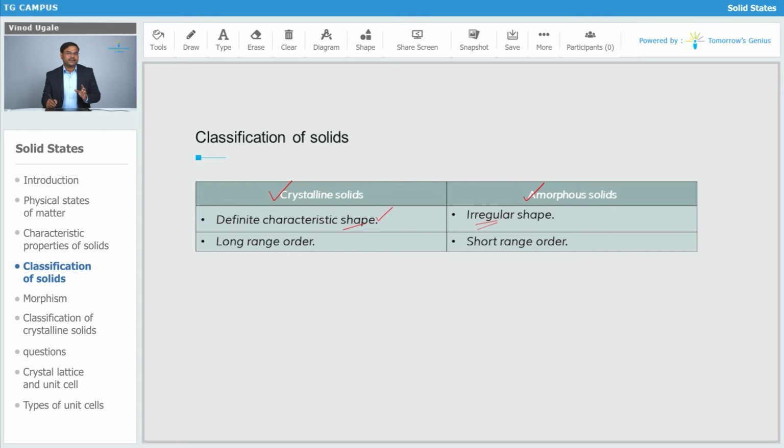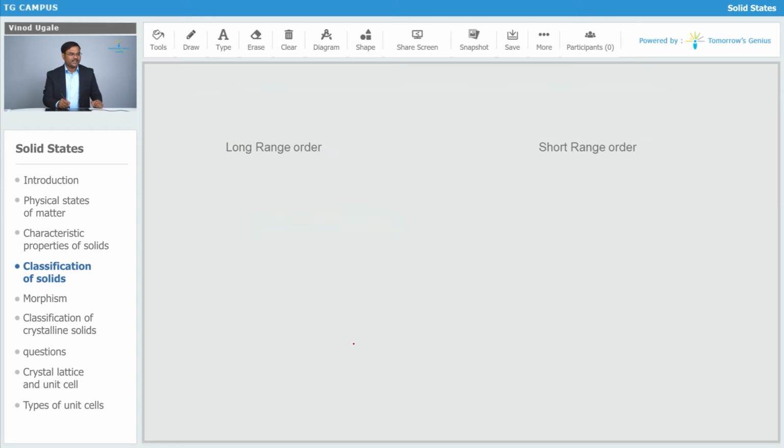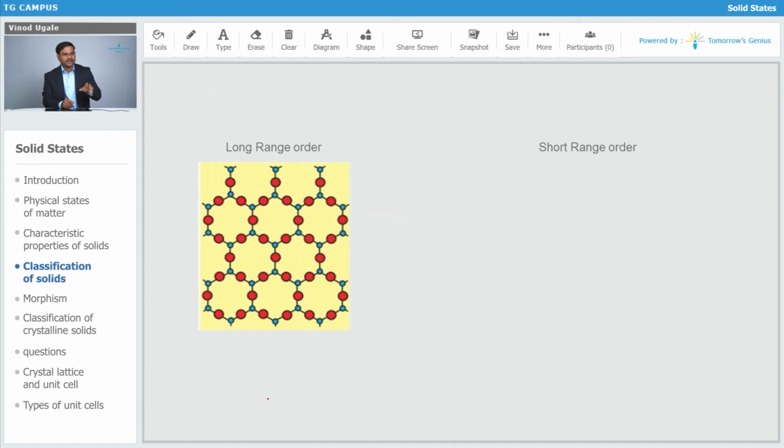That is the first point. Now the second point is long range order and short range order. So what is meant by this? Let's see the two images showing long range order and the short range order.